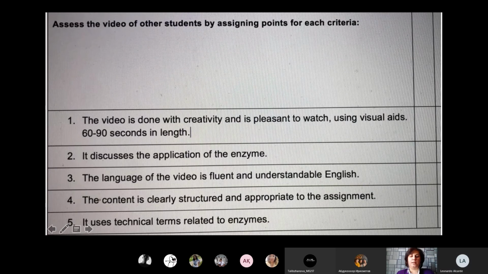I think, guys, we can continue our lesson. All right, so please remember these 5 things that you need to assess your classmate. You should be giving 5 points for your classmates' video or work.